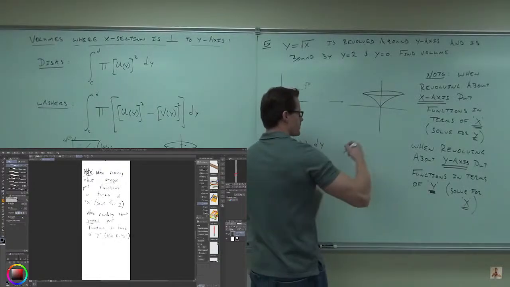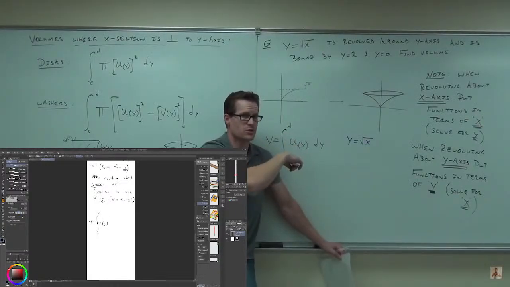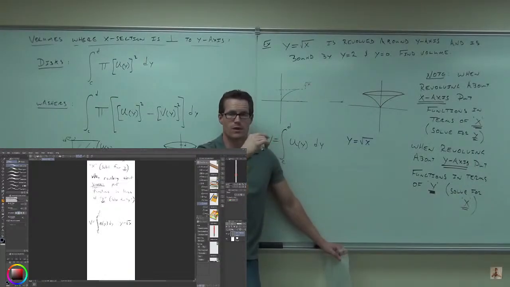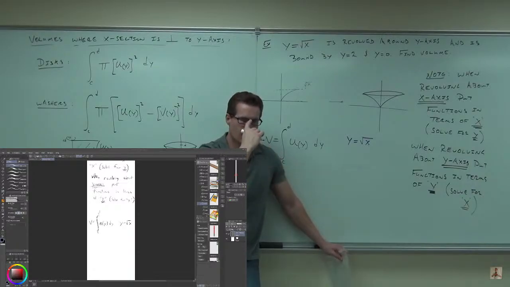So for us, let's see about our function. If y equals the square root of x, is this in the right form to go around the y-axis? No. This would be around the x-axis, perfect. It'd be awesome for the x-axis. In fact, you'd have to do a little bit of work for bounds, because your bounds would change. You'd have 4, that wouldn't be so bad.